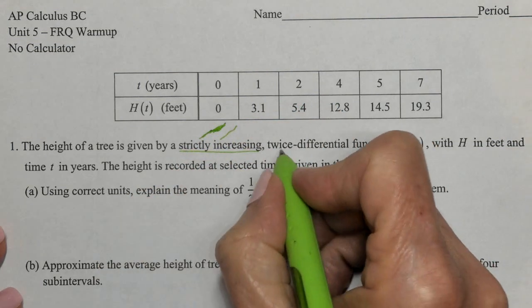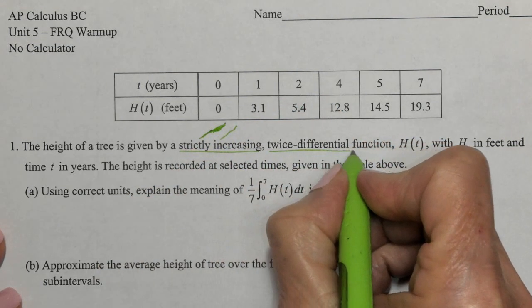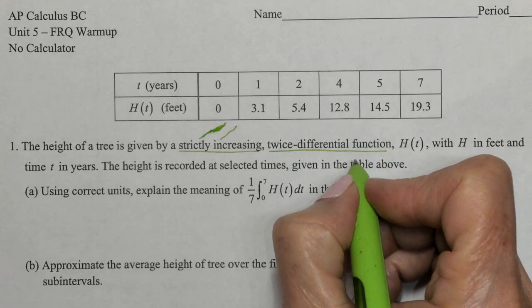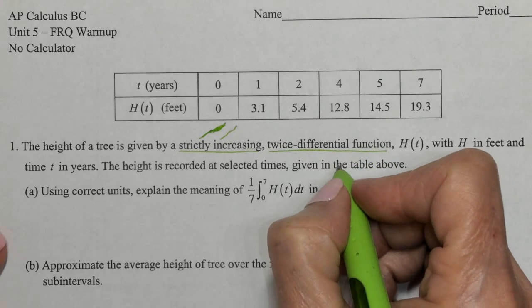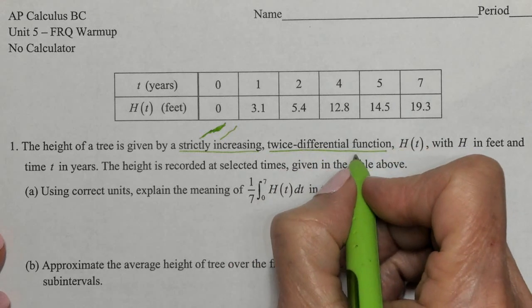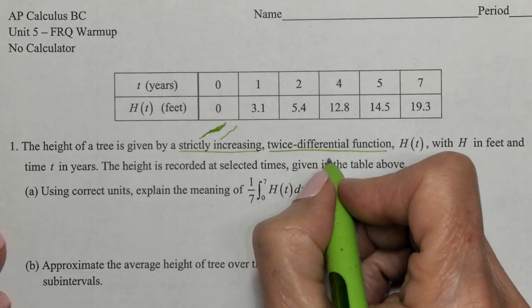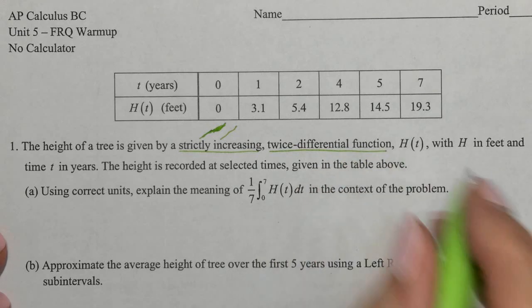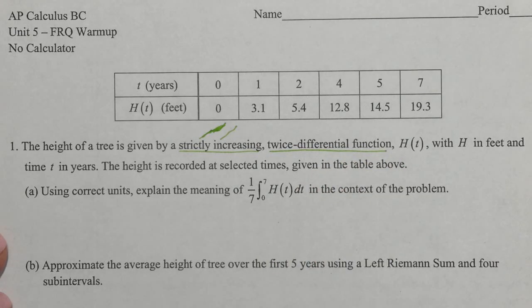All right, twice differentiable means that the second derivative of h exists. The second derivative is never undefined. So this is a super smooth curve. No cusps, no discontinuities, no vertical tangent lines.